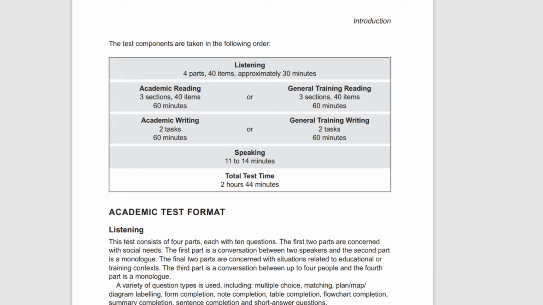The speaking test is the tete-a-tete, face-to-face exam, and it takes around 11 to 14 minutes.